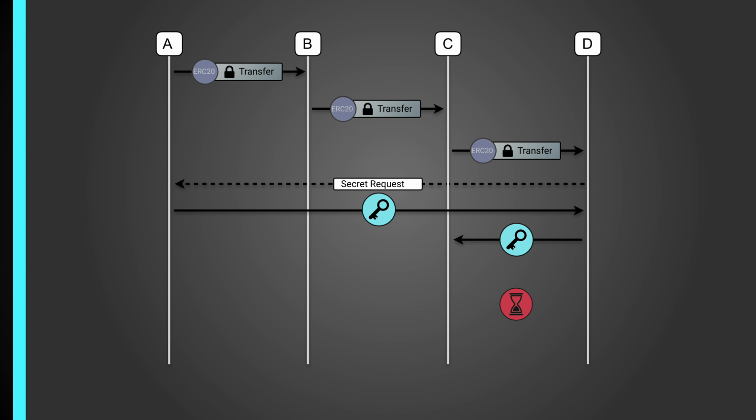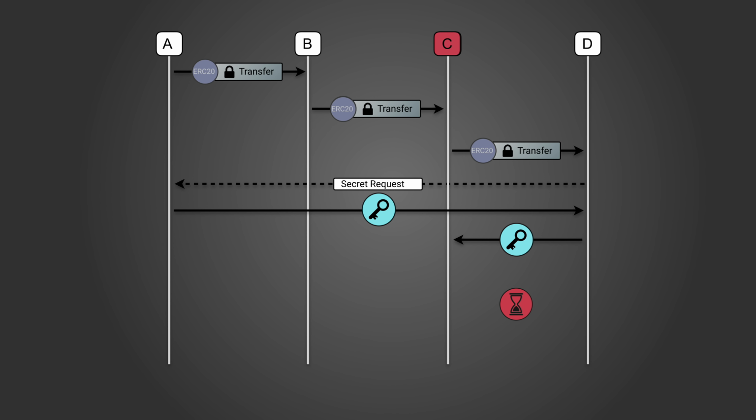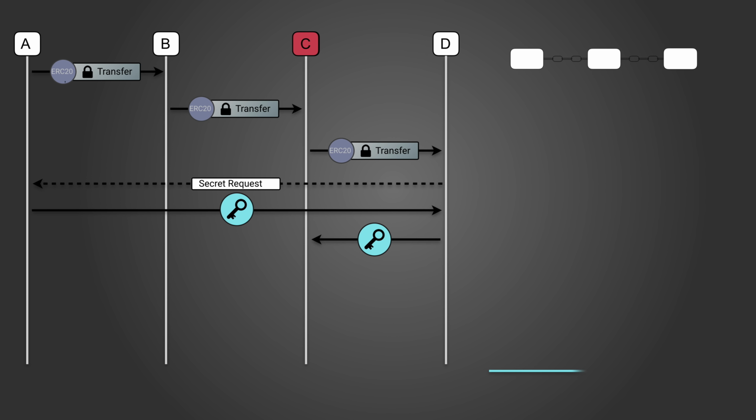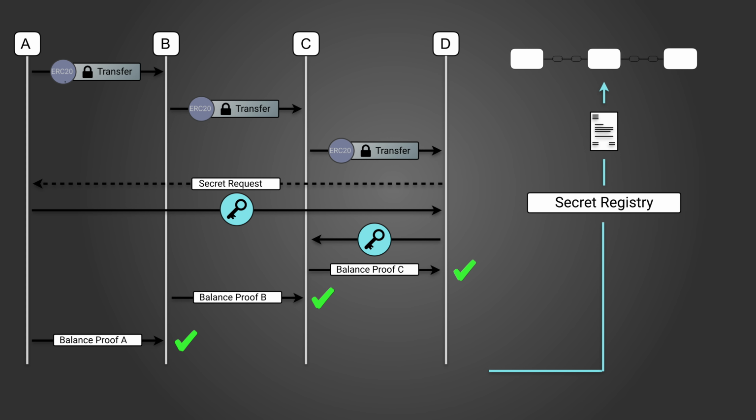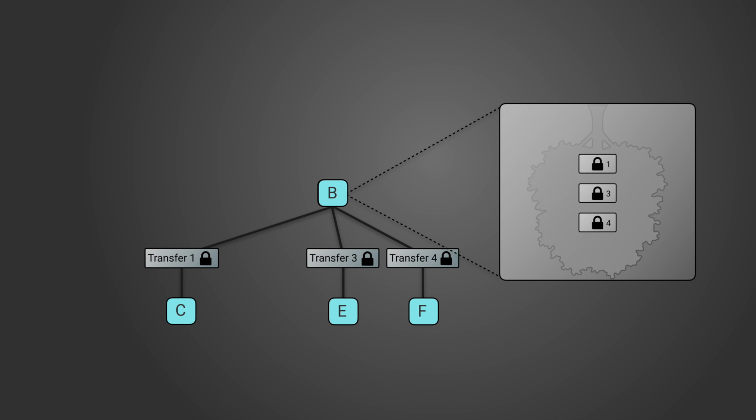We already learned that nodes can become unresponsive during a pending transfer, and as such, the secret must be registered on-chain from the secret registry. Let's learn how the Raiden Network protocol manages settlements if there are multiple pending transfers. In this scenario, Bob still needs to unlock his pending transfer from Charlie, Eric, and Frank. The only problem is that Alice is offline.